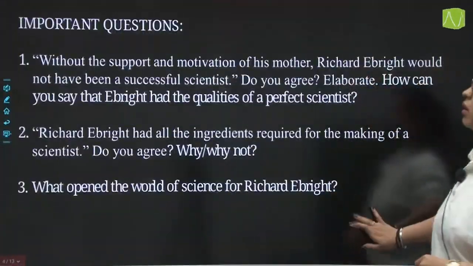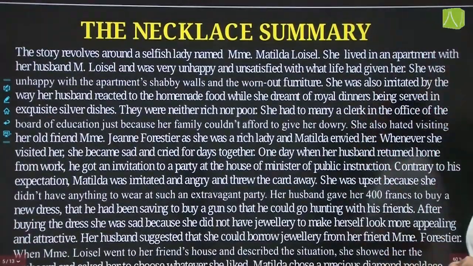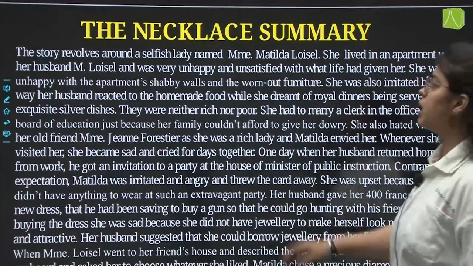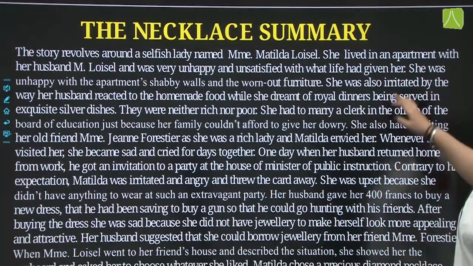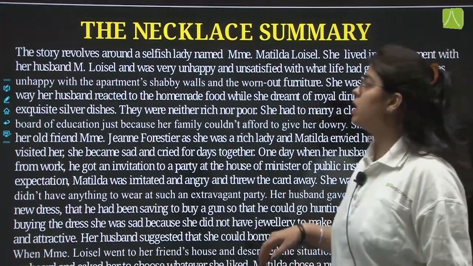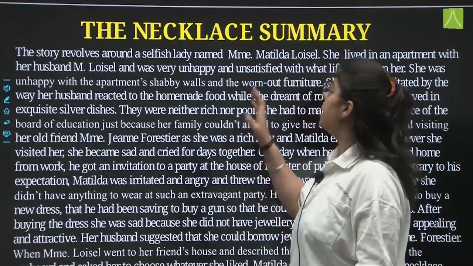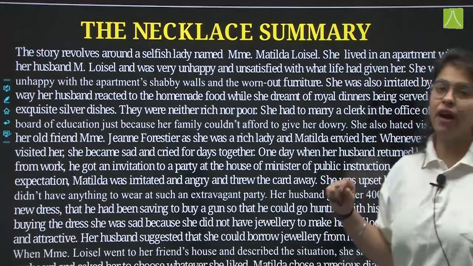Now children, after this chapter we have the next chapter, The Necklace. Now here we will see a small summary about what this chapter is about. So this entire story revolves around a selfish lady called Madam Matilda Loisel. She lived in an apartment with her husband, Mr. Loisel, and she was very unhappy and unsatisfied with what life had given her.